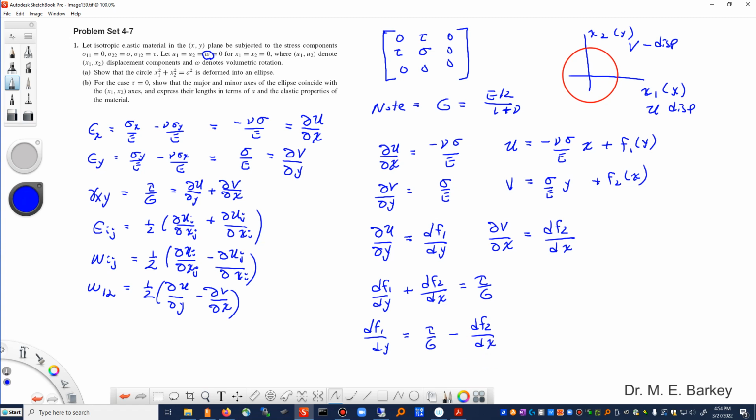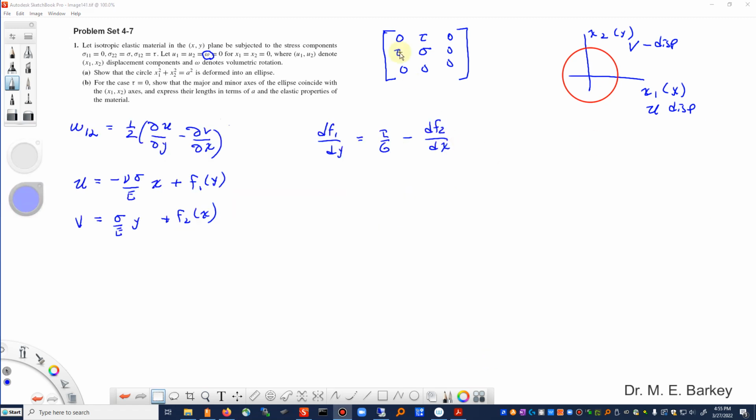All right, let me make a little bit of room here. When we look at this equation, we have a derivative of function f1 with respect to y is equal to something minus a derivative of another function with respect to x. Well, there can't be any x's and y's left in either the left side or the right side. So this entire thing is going to have to be a constant, and I'll call that constant c.